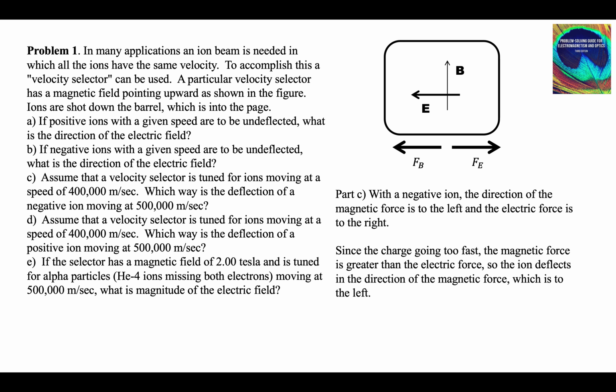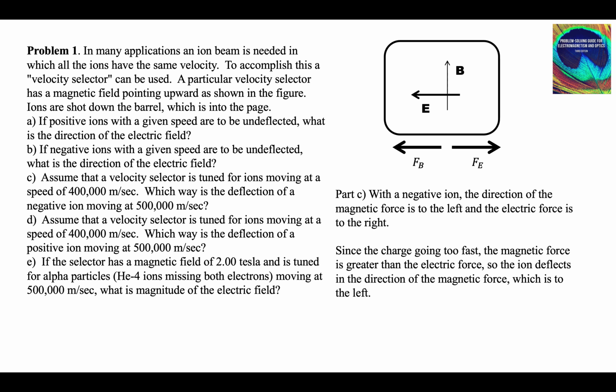If it's going too fast, the magnetic force is too big. The electric force doesn't change if it's moving faster. The magnetic force grows if it's moving faster. So if the particle's going too fast, it gets deflected in the direction of the magnetic force, which is to the left.